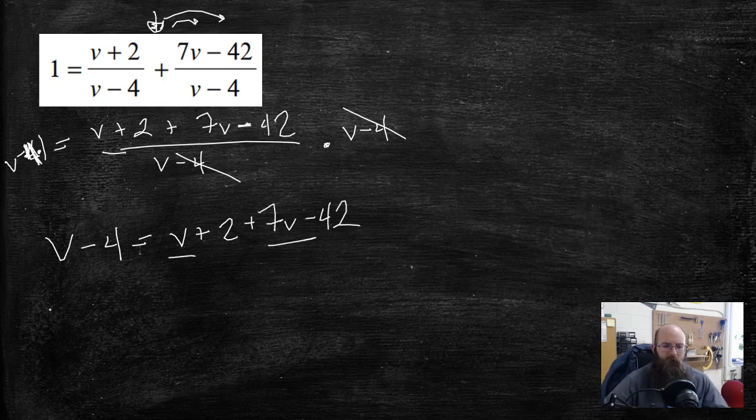7v and v. I'm going to simplify that on my right side before I do anything else with it. And 2 and negative 42. So that gets me not a positive, but rather a negative. I'm going to add 40.